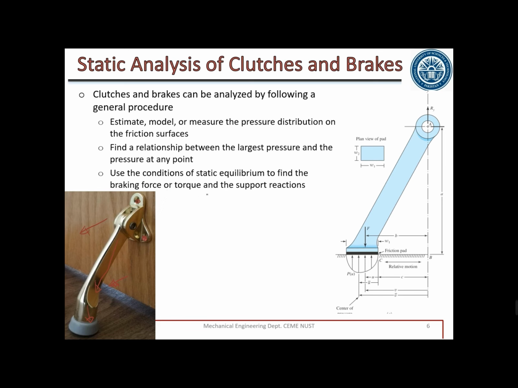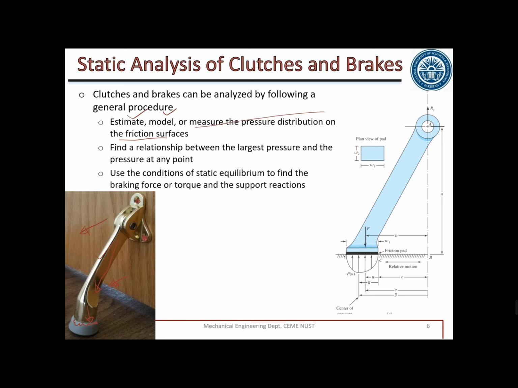So in this topic we will study how we can calculate forces in this door stop. So what are the steps? Estimate, model, and make the pressure distribution on the friction surface. So on this surface we have to assume the pressure distribution. Then we have to find a relationship between largest pressure and the pressure at any point.